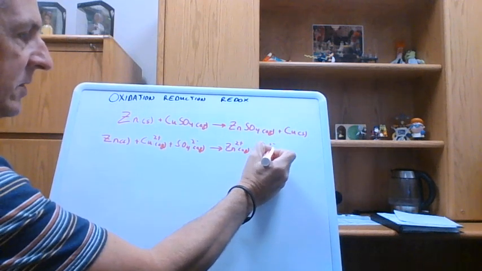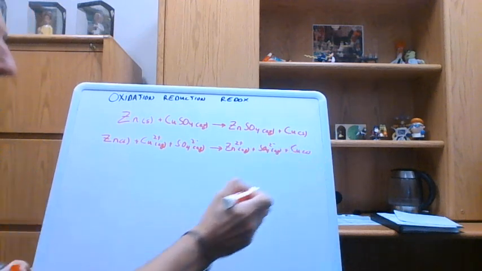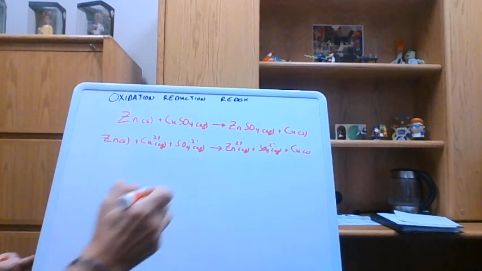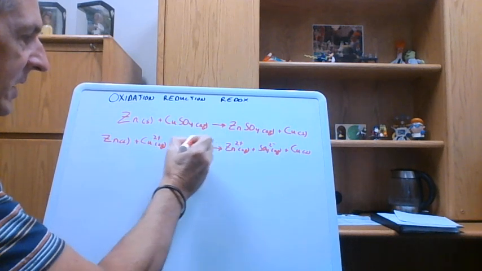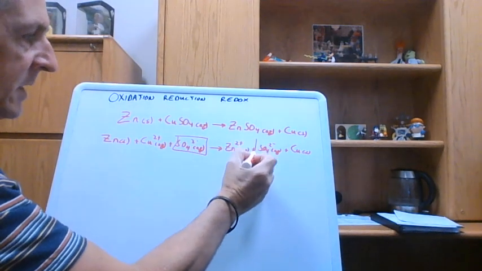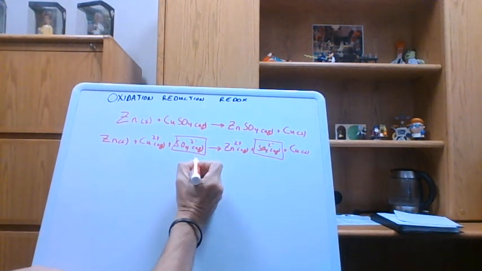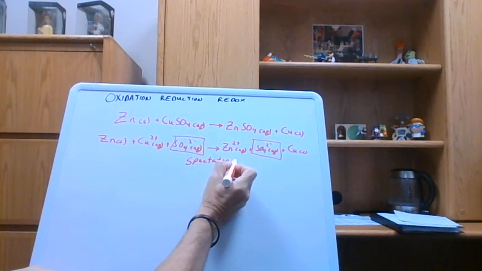SO4 2- aqueous, and then our copper remains a solid. So one thing we may not have talked about yet is what's called a spectator ion, and that's an ion that doesn't take place in a reaction. It just is the same on both sides of the equation. It's a spectator. So if we look here, on this side of our arrow we have this sulfate ion. On this side we have a sulfate ion, and so that's called the spectator ion, and it's really not doing anything but floating around in solution.